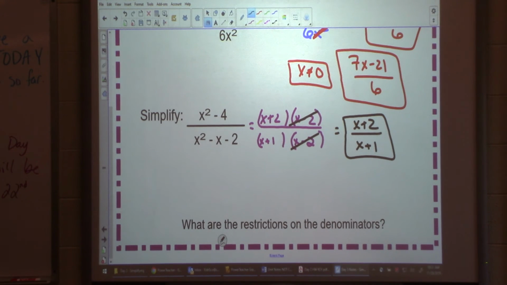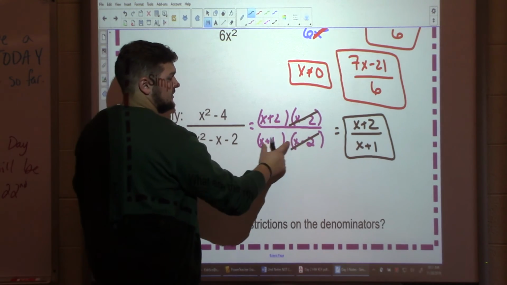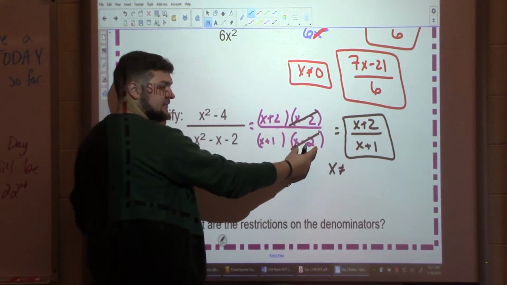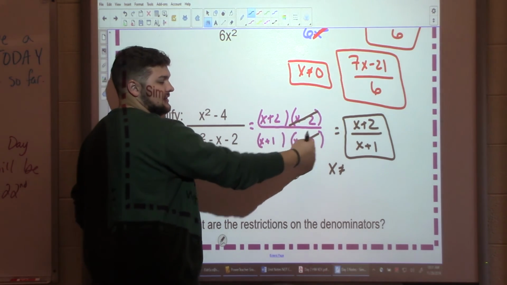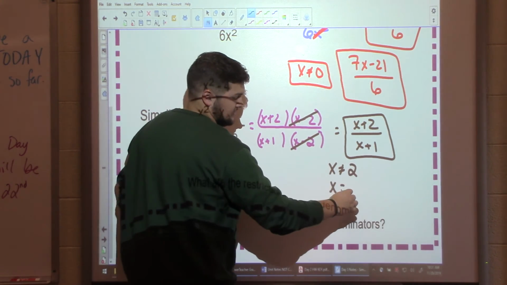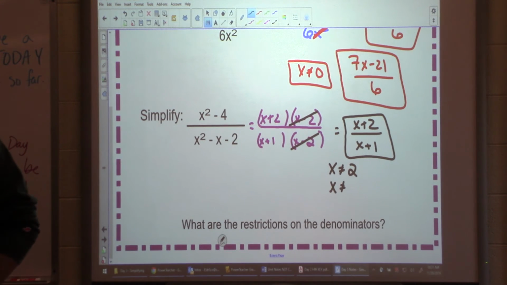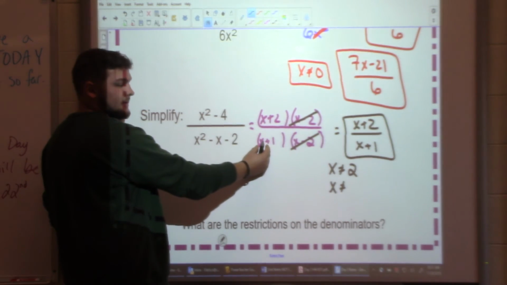Can anyone tell me one of them? What can x not equal that would make our denominator 0? If I look at my 2 pieces, negative 2. X cannot equal, not negative 2, but positive 2, right? 2 minus 2 would be 0. So x cannot equal positive 2, and x cannot equal, positive 1? No. What plugged in here?